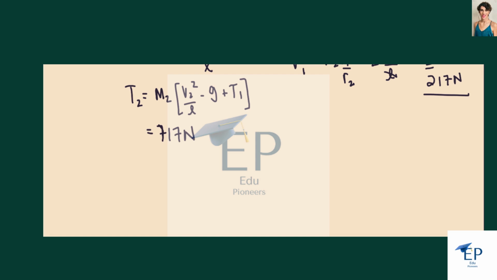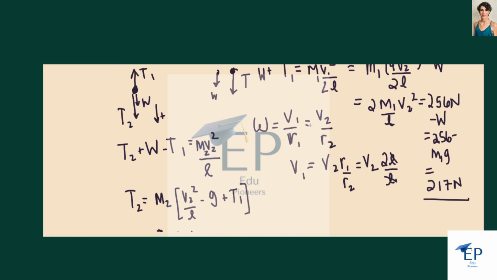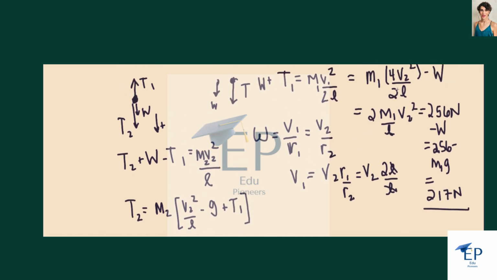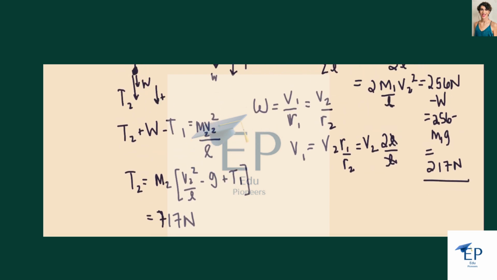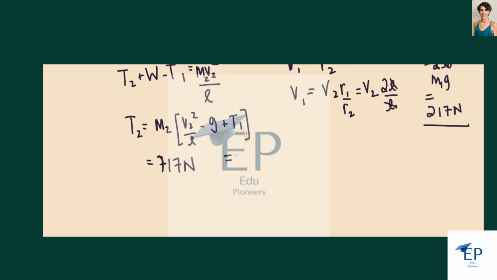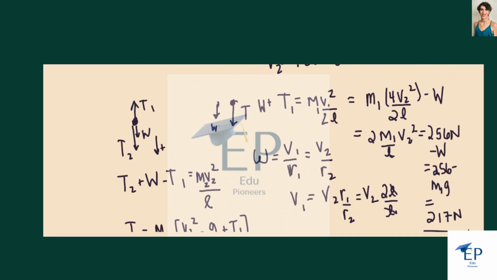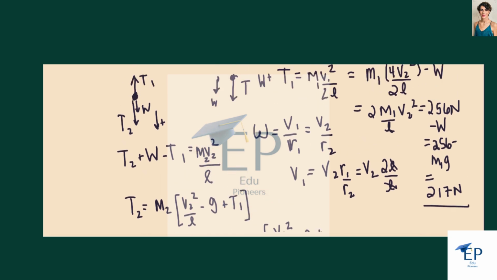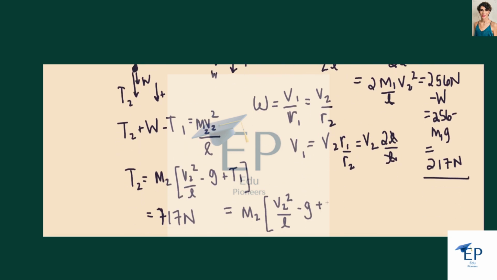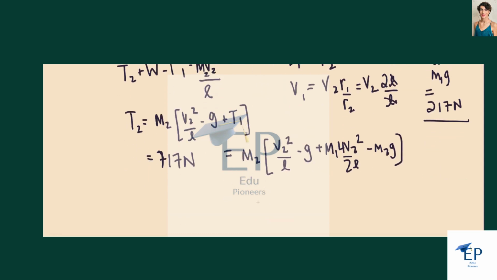And then, as you go faster and faster, you can see T1 as a function of velocity. Let's just put this in terms of velocity. So we have m2 times v2 squared divided by L. Sorry, I'm trying to answer this question about which string is going to break first. So T1 is M1 4v2 squared over 2L minus M2G. Simplify this a bit so the relationship becomes clear.